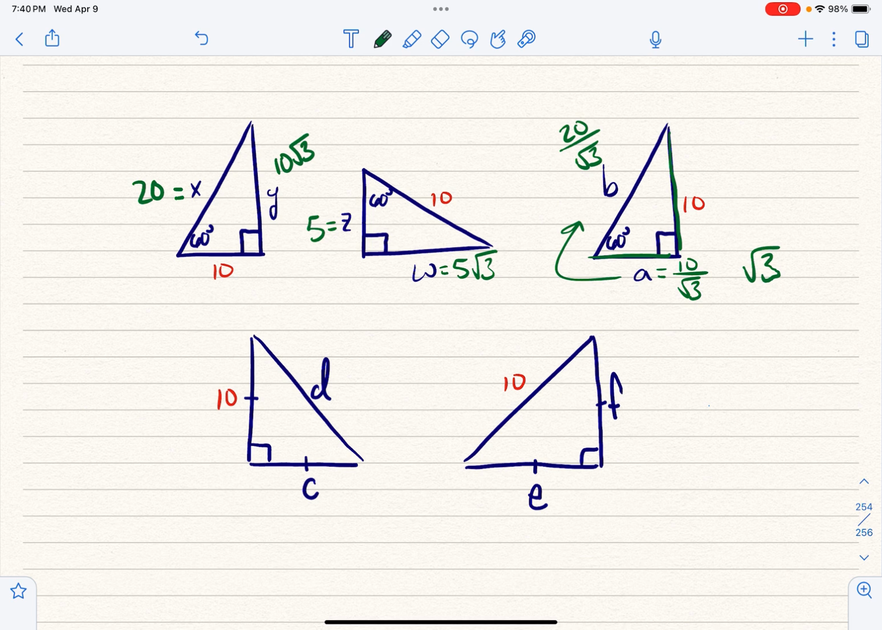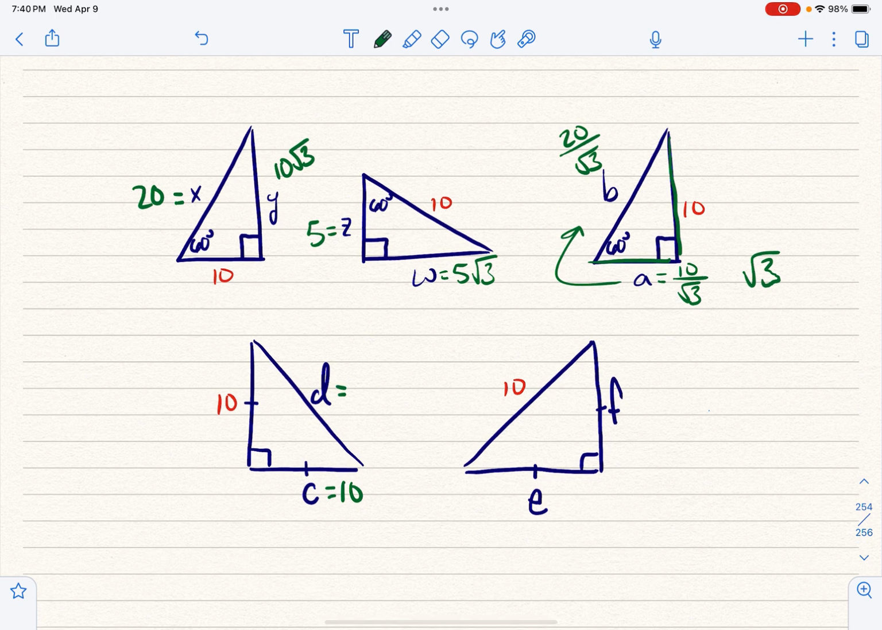All right. And then down to the bottom with the 45, 45, 90s, we know that these two sides are the same length. So if this is 10, then this one also has to be 10. We know that the hypotenuse is whatever the side is times the square root of 2. And then for the others, we're going from big to small. So we have to divide. So to get from here to here, I've got to divide by the square root of 2. And if we want to simplify it by multiplying the top and bottom by square root of 2, we end up with 5 times the square root of 2.